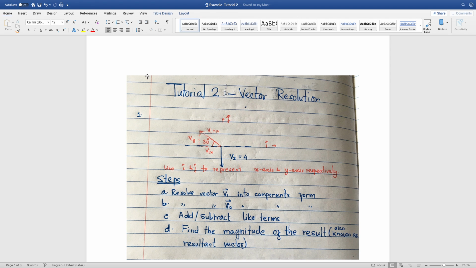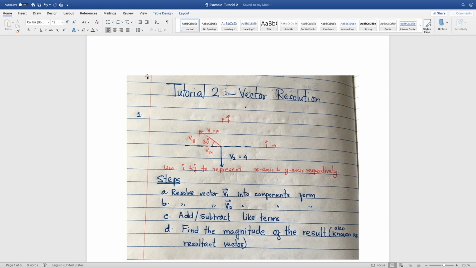Hey guys, this is an example for tutorial 2. Tutorial 2 is about vector resolution, or it would be more appropriate to say it is about vector resolution and addition of vectors. Alright, so let's start.